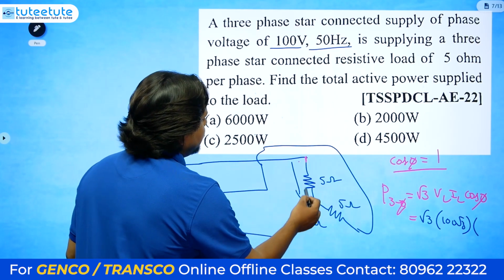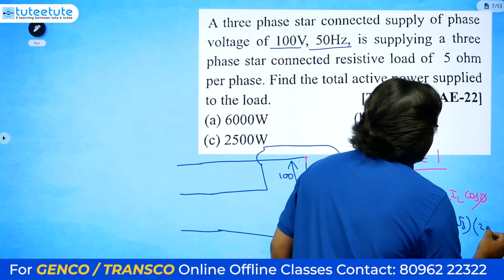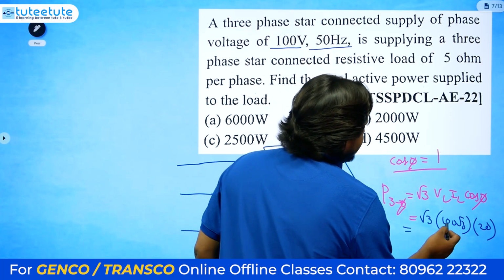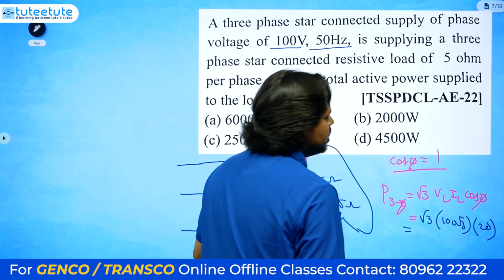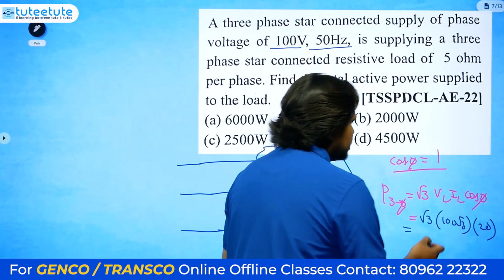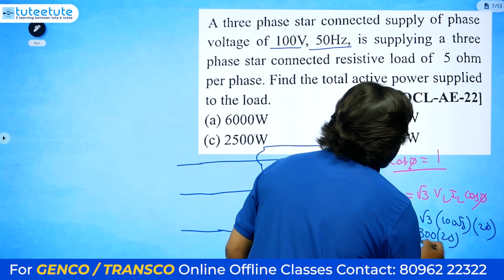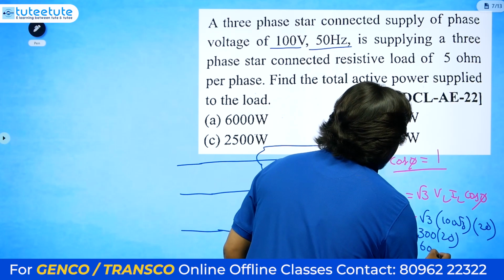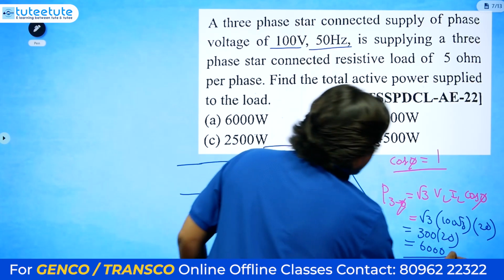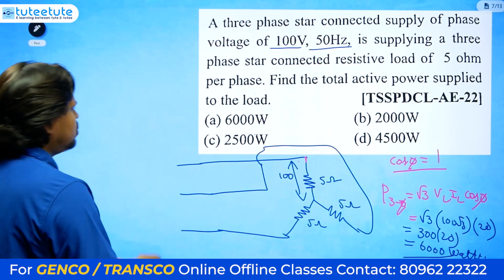So here the voltage from here to here is 100, so 100 divided by 5 is nothing but 20 will be the current, and cos phi equals 1 we already have. Then you will be getting 100 into root 3 into root 3, which is nothing but 100 into 3, that is 300, into 20, so that means 6000. So you will be getting 6000 watts, 6000 watts will be the answer for us. So no need to do this calculation.